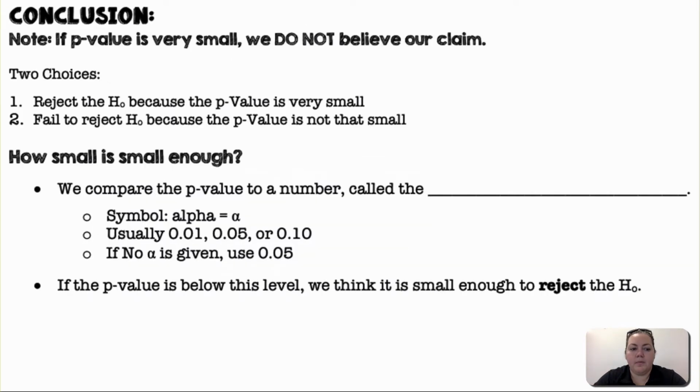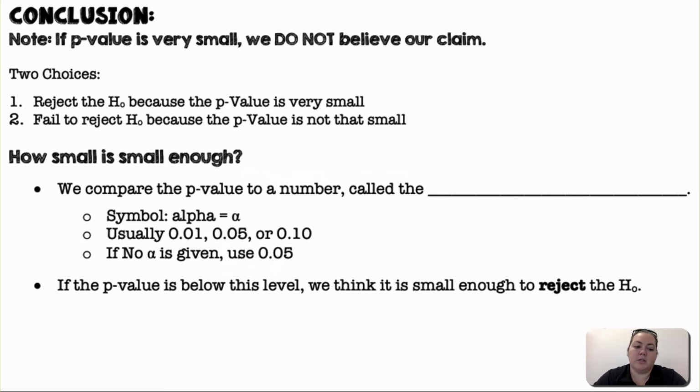And our conclusion: if the p-value is very small, we do not believe our claim. Again, the p-value is the probability of getting what we got, or something more extreme, purely by chance if the null hypothesis is true. So if the null hypothesis were true, we shouldn't be getting that very often. Our two choices are either to reject the null hypothesis because the p-value is very small, or fail to reject the null hypothesis because our p-value is not that small.